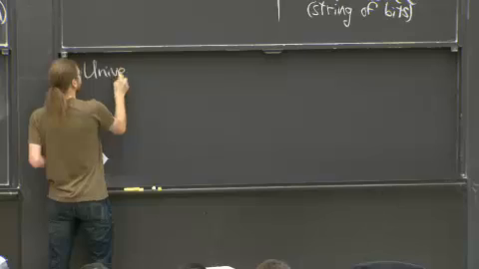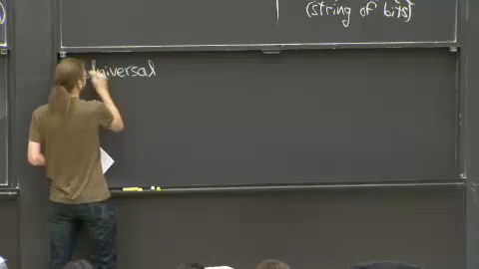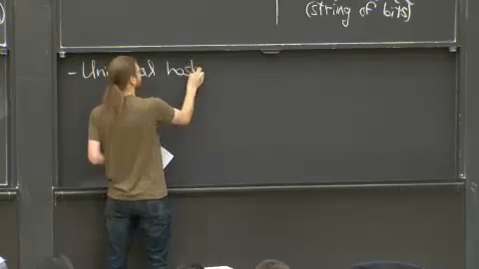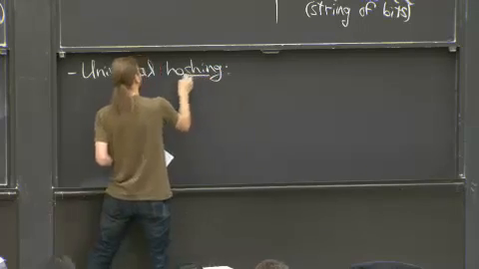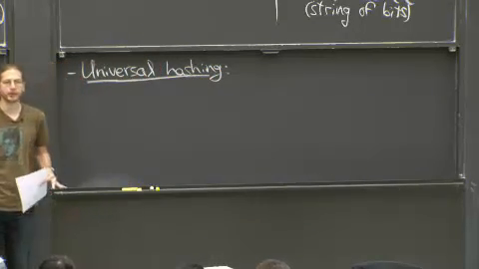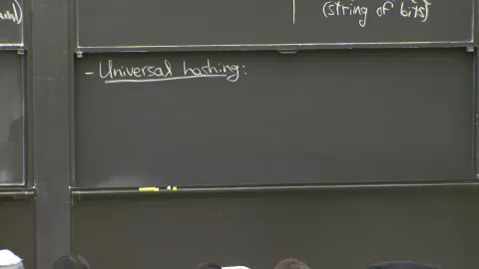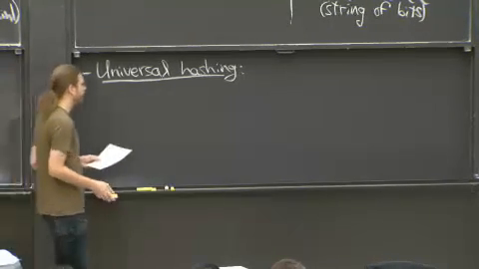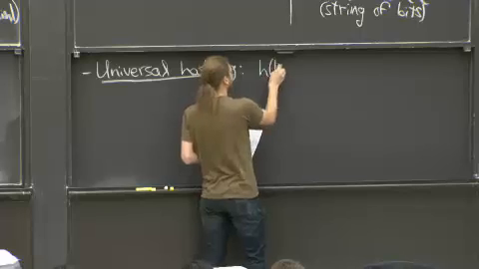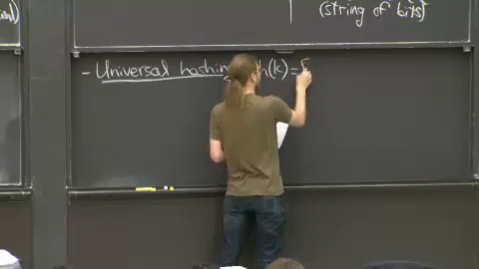The cool method is called universal hashing. This is something that's a bit beyond the scope of 006. If you want to understand it better, you should take 046. But I'll give you the flavor and the method, one of the methods. There's actually many ways to do this.